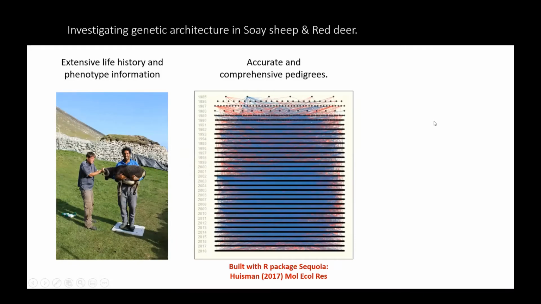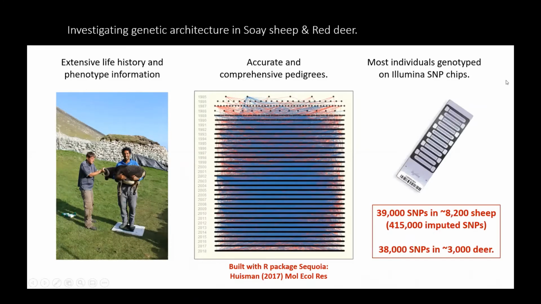Secondly, we have really accurate and comprehensive pedigree information, and this is really important for our statistical models, but also for determining individual reproductive success. We've actually developed R packages, for example, by my colleague Jisca Huisman, that build accurate and comprehensive pedigrees using single nucleotide polymorphism information. And finally, most of the individuals in these studies have been genotyped on Illumina SNP chips that are species specific. At the moment, we have 39,000 SNPs genotyped in 8,000 sheep and 38,000 SNPs typed in 3,000 deer.